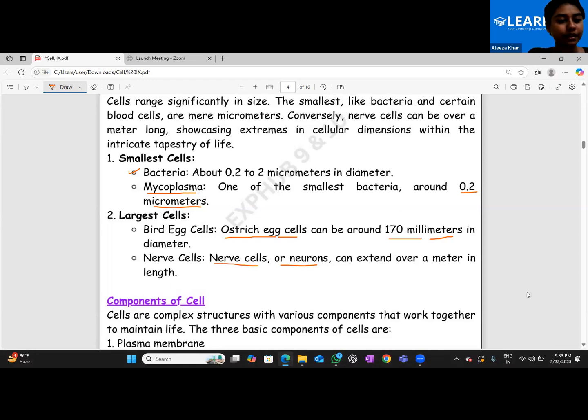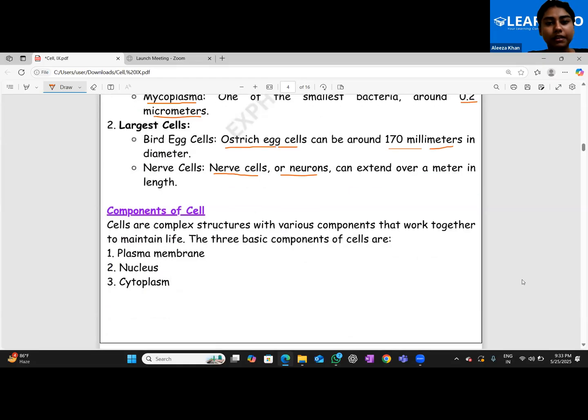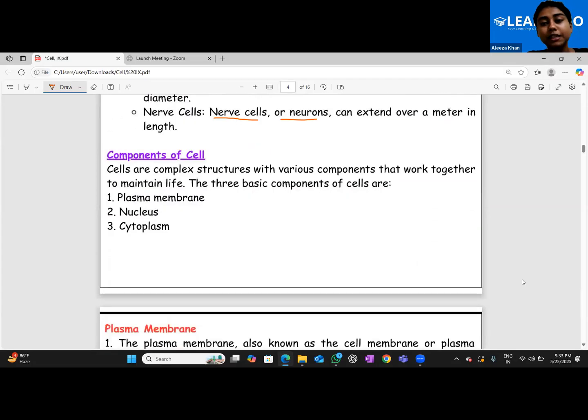Okay. Everything is done for today. In the next class, I'll start with the components of the cell. This is one of the most important topics, so we'll cover this in the next class. Up till now, you don't have any doubt? Please come prepared in the next class. I'll ask you a few questions.